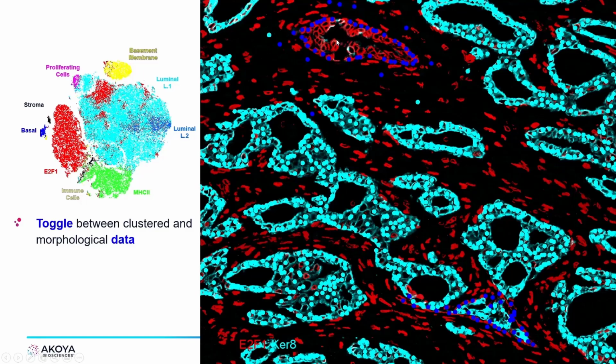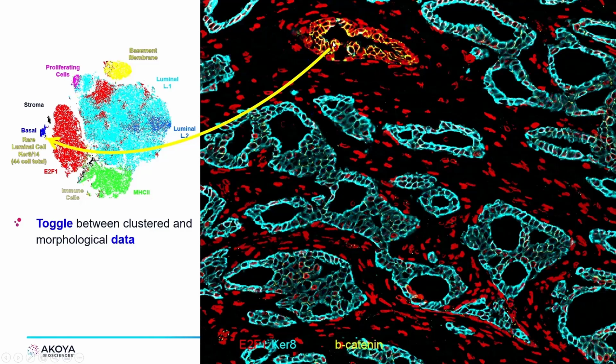So what are these cells? To identify that, we can draw a region of interest to select the cells within that region, and then move back to the clustered data to determine what these cells are. Although for now we're going to call this little yellow population a rare luminal cell, and we'll see what they're stained with. When we actually look at the staining pattern, we can see that these cells are strongly labeled with beta-catenin compared to other cells in the tissue, and have been assigned to a separate population based on this.